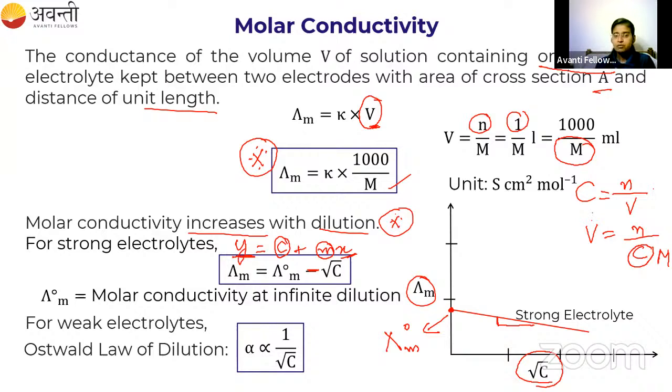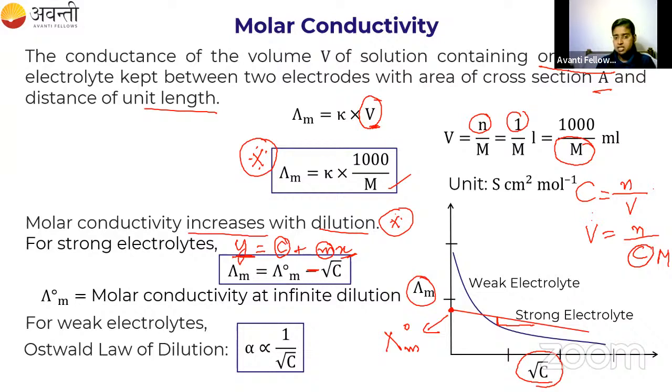Okay, so alpha is inversely proportional to the root of C. And you can see the curve here in the graph for weak electrolyte. It is slowly decreasing, no? So as the concentration increases, the molar conductivity is decreasing slowly. Got it? So alpha is the degree of dissociation and it is inversely proportional to the concentration.